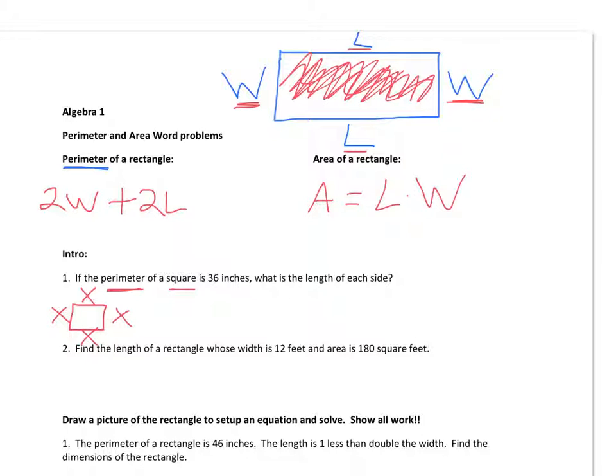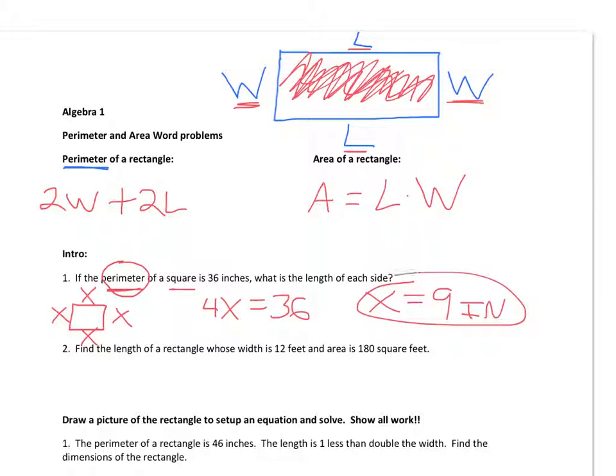Now, the perimeter, if you added all these up, X plus X plus X plus X, if you add all those up, it's 4X. And he set it equal to 36. So if you divide by 4, you get X to equal 9. So it's 9 inches. So that's the length of each side.